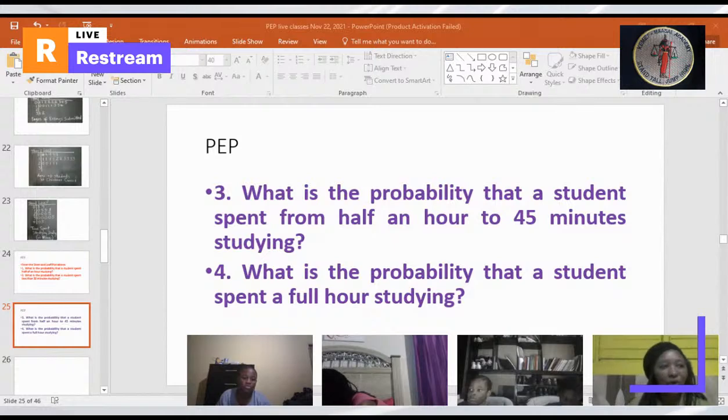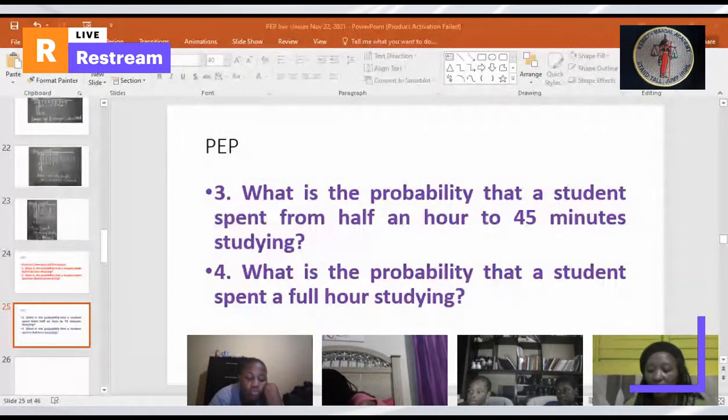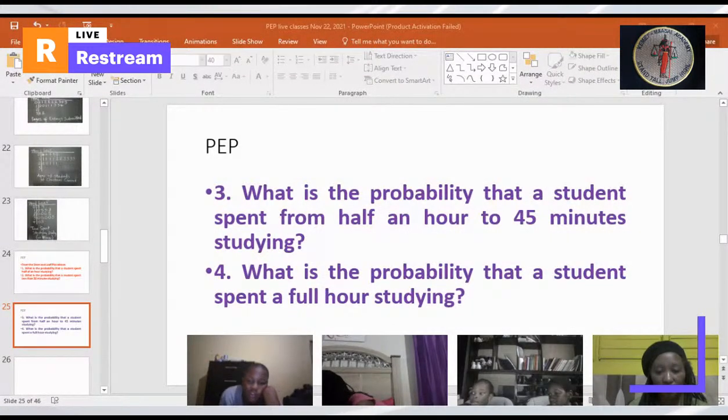Okay. So a full hour would be 60 minutes, and there's no student who said that they studied for 60 minutes. So the probability of a student studying for a full hour is 0. Madison also got 0. There are no students who said that they studied for a full 1 hour. All right, so that's it for the stem and leaf.